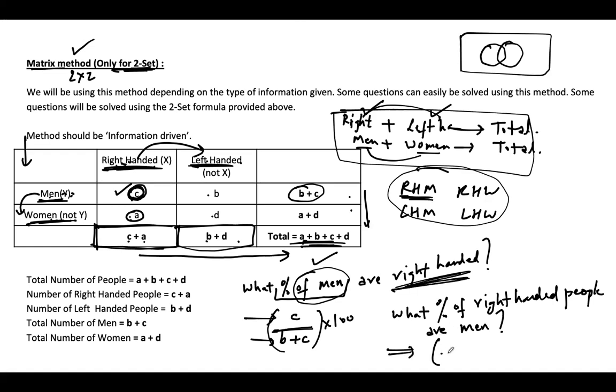What is the denominator? The percentage of right-handed people, so the base would be right-handed people, which would be C plus A. Out of this total of C plus A, how many are men? Please do not include this value. The right-handed men are C. So it is C upon C plus A into 100.